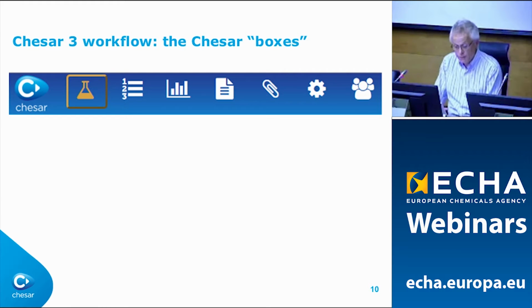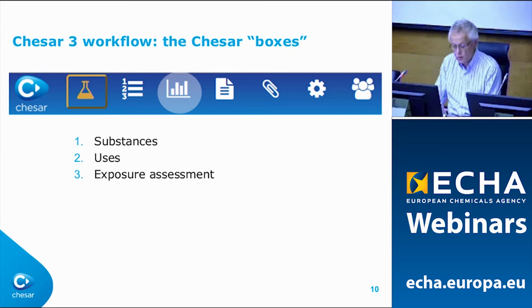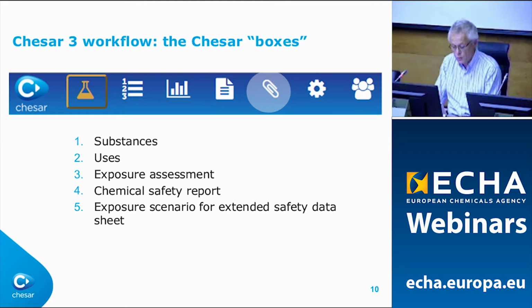So I come now to the workflow in Chesar itself. There are what we call in Chesar the boxes. The first box is about substance properties. The second box is about use description. The third box is the exposure assessment. The fourth box is supporting the chemical safety report building. The fifth is the exposure scenario for extended safety data sheets. And then there is a library with elements or ingredients for a chemical safety assessment that is available. And the last box is user management.